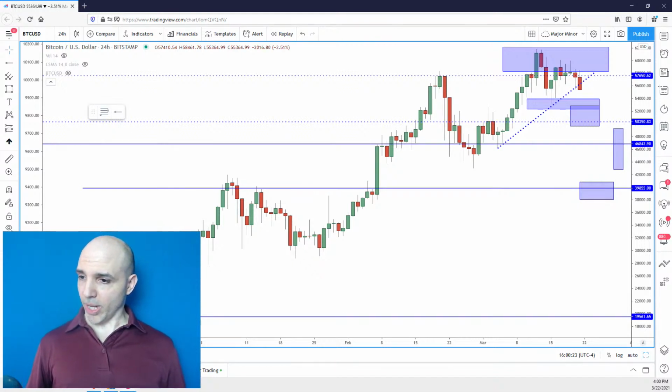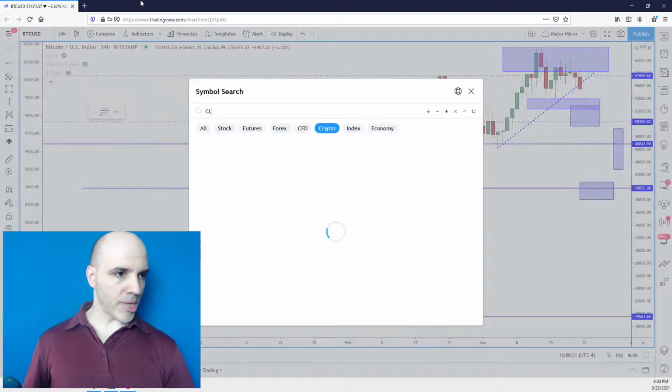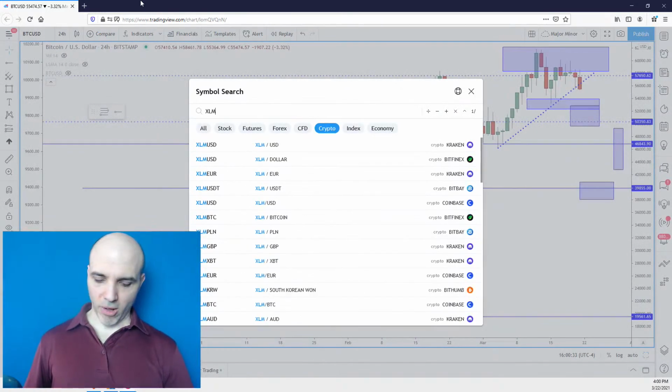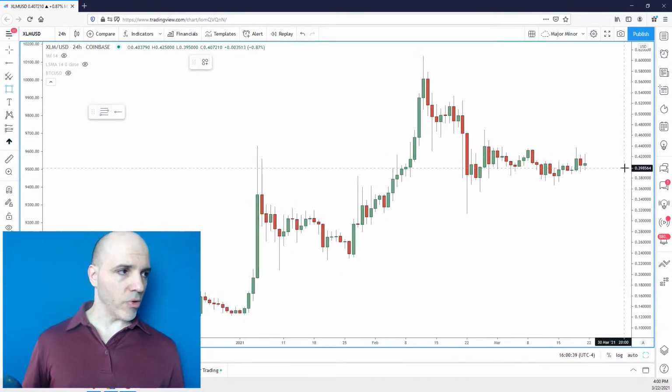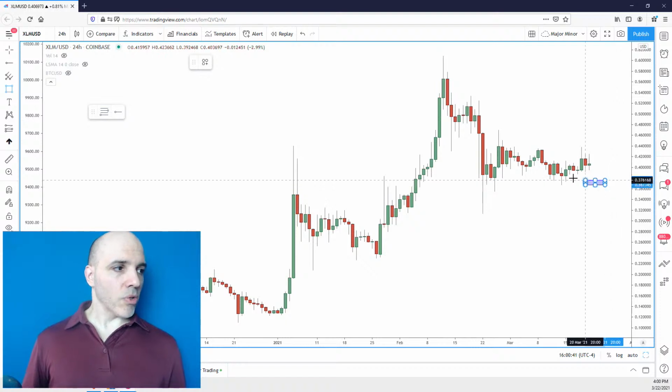Let me see what else we got here. XLM, XRP. Sure, let's take a look from Trading Wiki. All right, XLM. So Stellar Lumens. I'm sorry I'm slow. I was hoping to do this faster, but I can only speak so fast. All right, so Stellar Lumens against the dollar. So look at this, right?